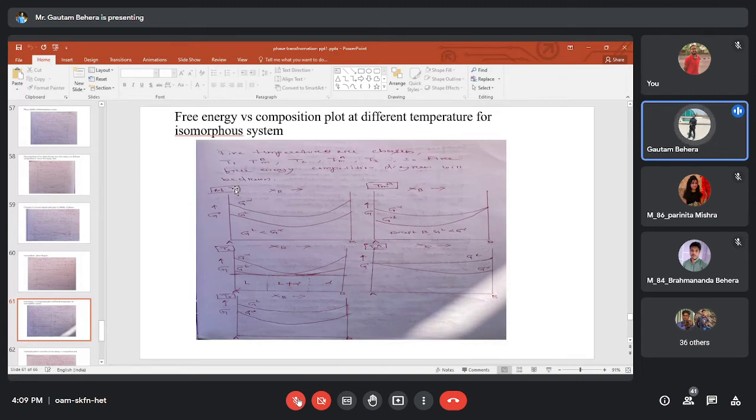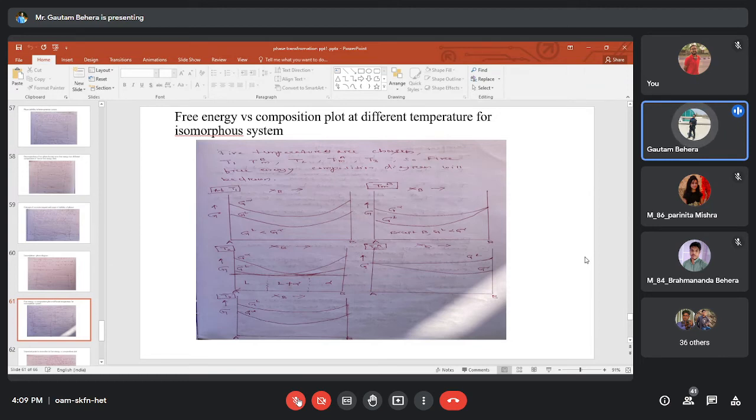So you have to remember the phase which is stable has lower free energy, right? Or the free energy curve for a stable phase will be at the lower position. And if a phase has higher free energy, the curve will be above, right? Or which is unstable will be above, right? So this is the situation.